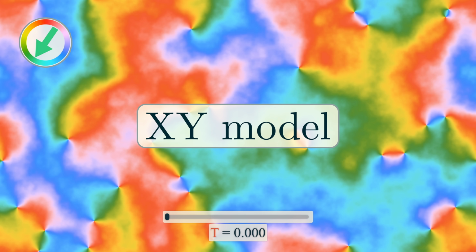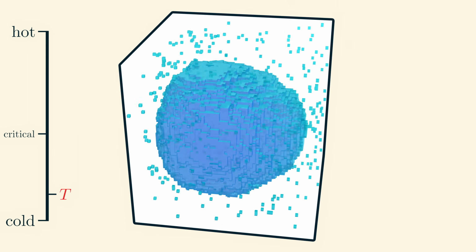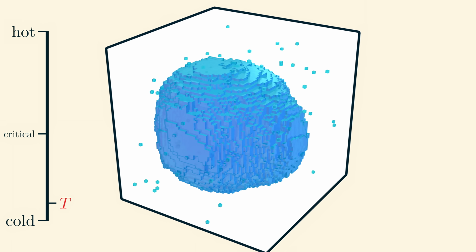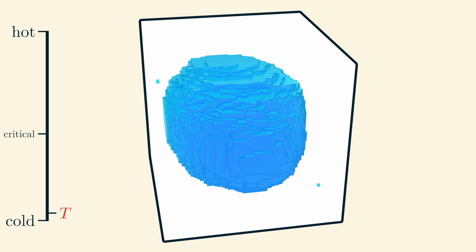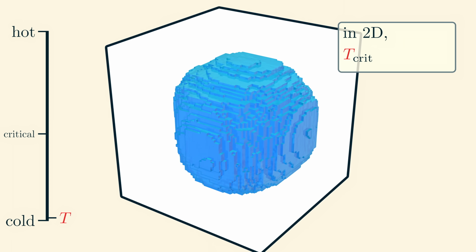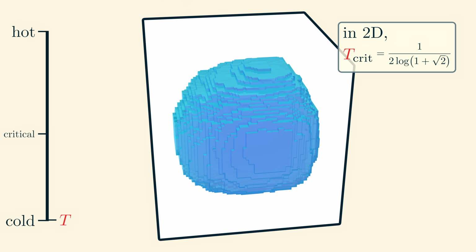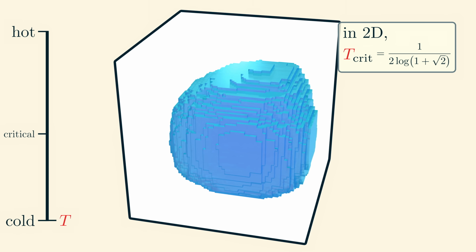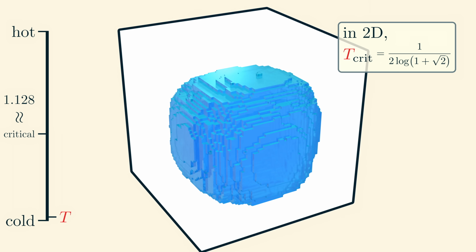All of these models can also be considered in 3 dimensions or even higher, or on other strange non-Euclidean geometries. Even in just 3 dimensions, our simple liquid-vapor model is not as well understood as we might like. For instance, in 2 dimensions, it's known that the temperature at the critical point is exactly 1 over 2 times log of 1 plus the square root of 2. But in 3 dimensions, there's no such formula yet, only numerical approximation, and it's unclear if there will ever be a formula.